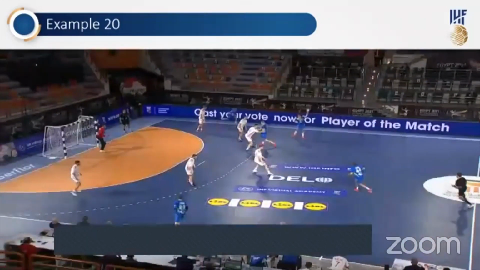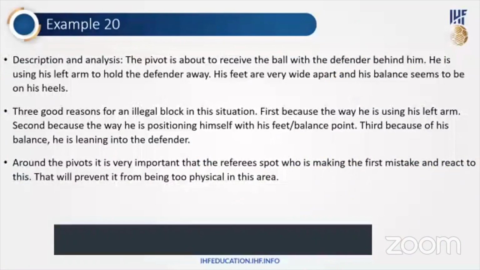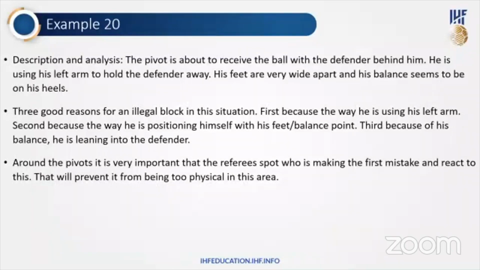Then I do my explanation first, and then Michael can make his. Here, the defender is not in the ideal position, no. But the pivot is about to receive the ball with the defender behind him, and he's using his left arm to hold the defender away. You also see his feet are very wide apart, and his balance point seems to be on his heels. So he's depending that the defender is standing in this position, or else he will fall into the goal area.